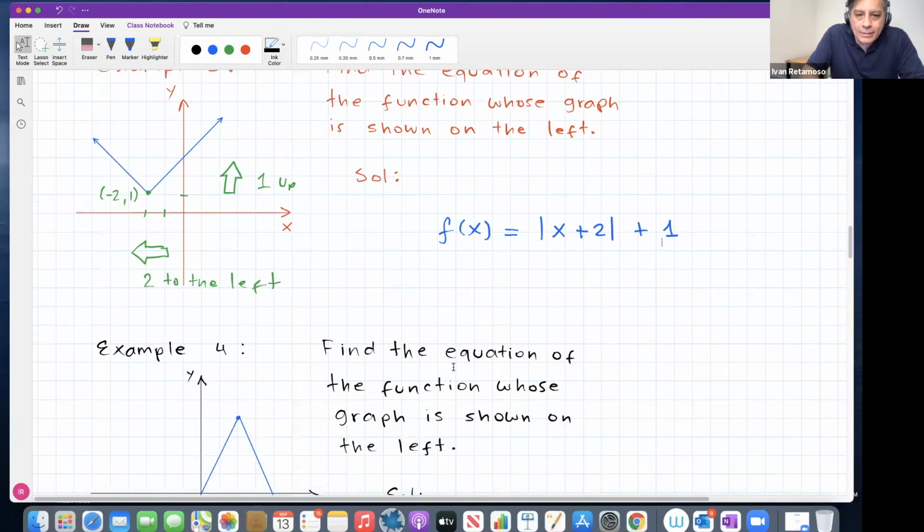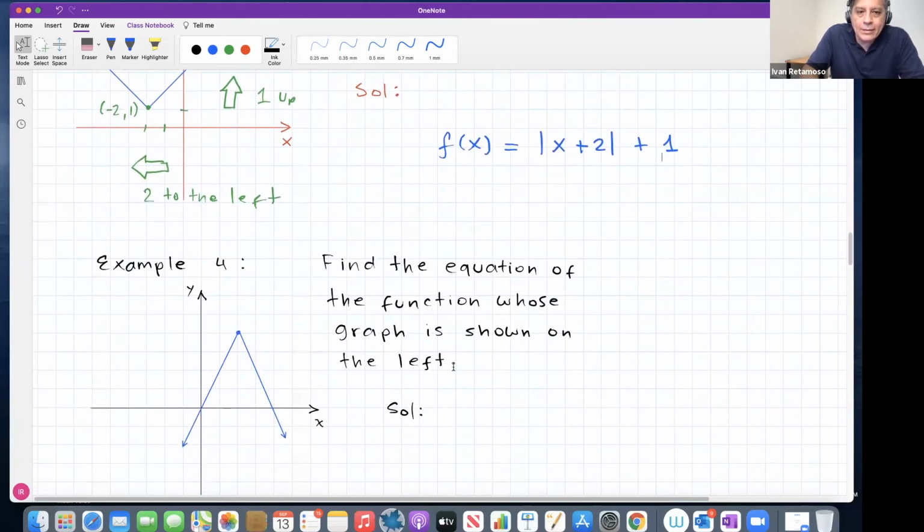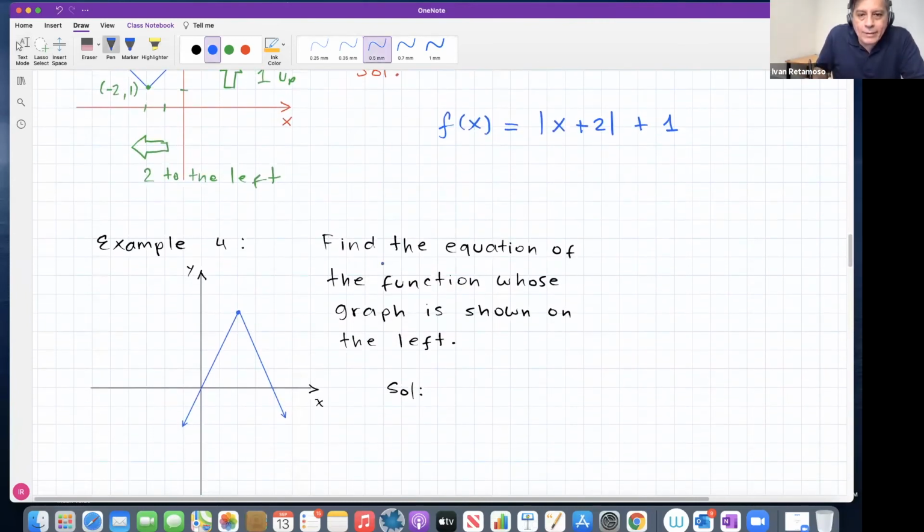One more example here, and then we'll go to the worksheet. This is another one. So here, example 4. Find the equation of the function whose graph is shown on the left. Again, quickly go to the vertex. This is 1, 2, 3, 4, so 2, 4, right?